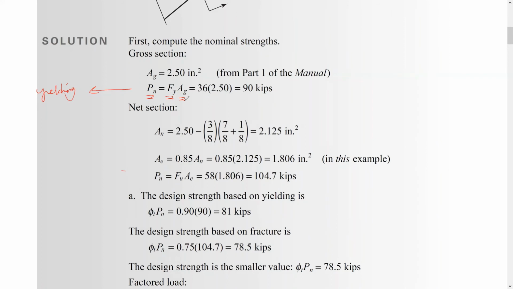How do we get the gross area for this angle? Let me show you how to get it from the manual. But here, remember that the yield stress is 36 because we are using A36 steel, and the gross area is 2.5 inch square. How do we get this? We will get it from Part 1 in the manual. Let me show you.